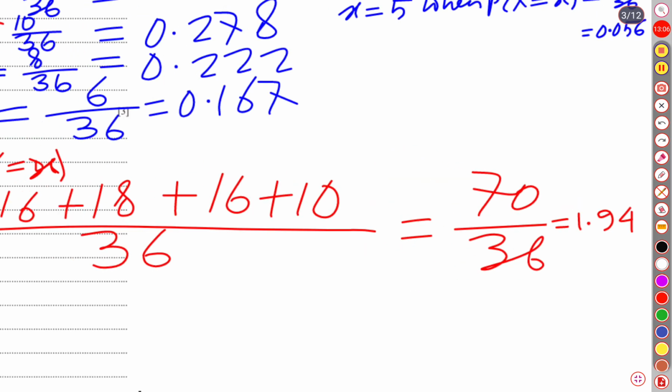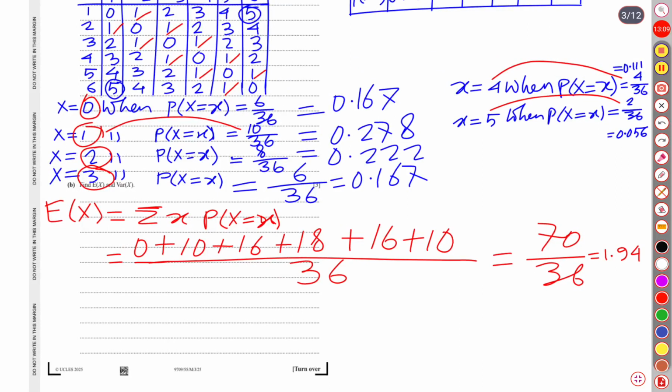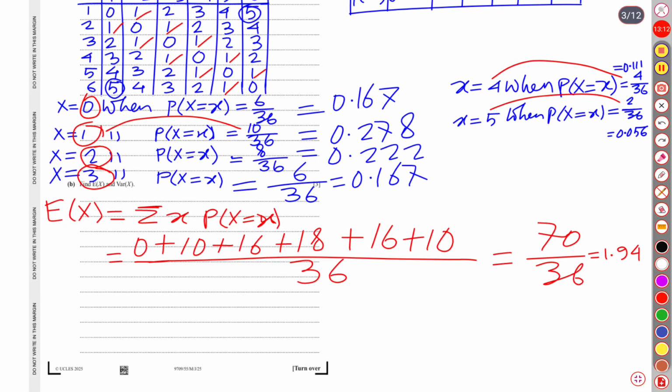Then they have told us to find the variance. How can we find variance? Variance of x is equal to E(X squared) minus something, but variance will come later on. First of all, let us find E(X squared). E(X squared) is the sum of x squared into each of the probabilities, P(X equal to x).